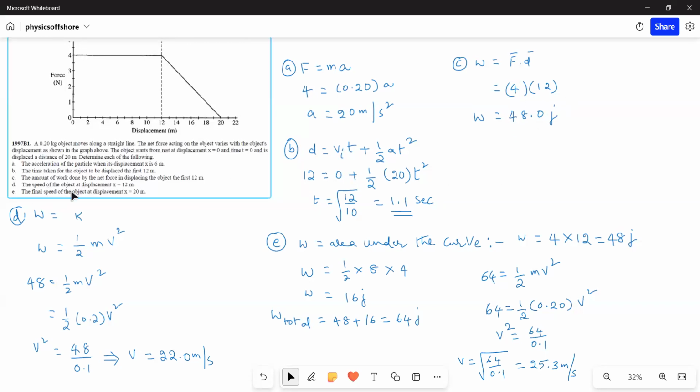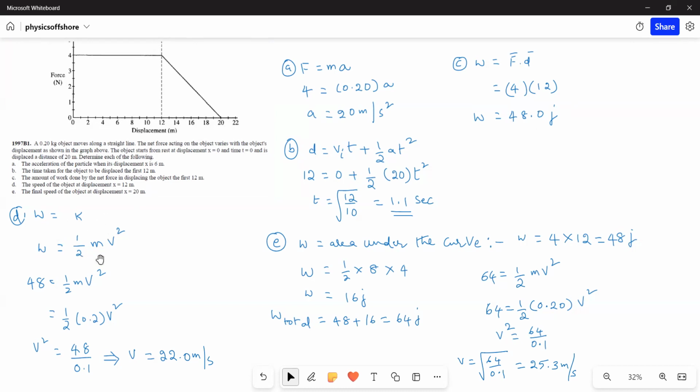Next, the speed of the object at displacement x equals 12. This is based on the work-energy theorem. Work done is equal to kinetic energy. Suppose work is done on the object, that amount of work is stored in the form of energy, or if work is done by the object, then the stored energy will be released in doing the work.